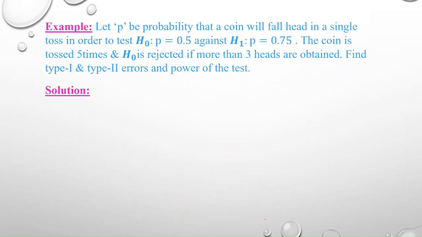We have another question. Let P be the probability that a coin will fall head in a single toss. In order to test the hypothesis, the null hypothesis is that H naught is P is equal to 0.5 against the alternative hypothesis that P is equal to 0.75. So the coin is tossed 5 times and H naught is rejected if more than 3 heads are obtained. That means more than 3 would be 4 or 5. So that's the rejection part that we'll be finding out. In a similar way to the last question, we'll be finding out the type 1, type 2 errors along with the power of the test.